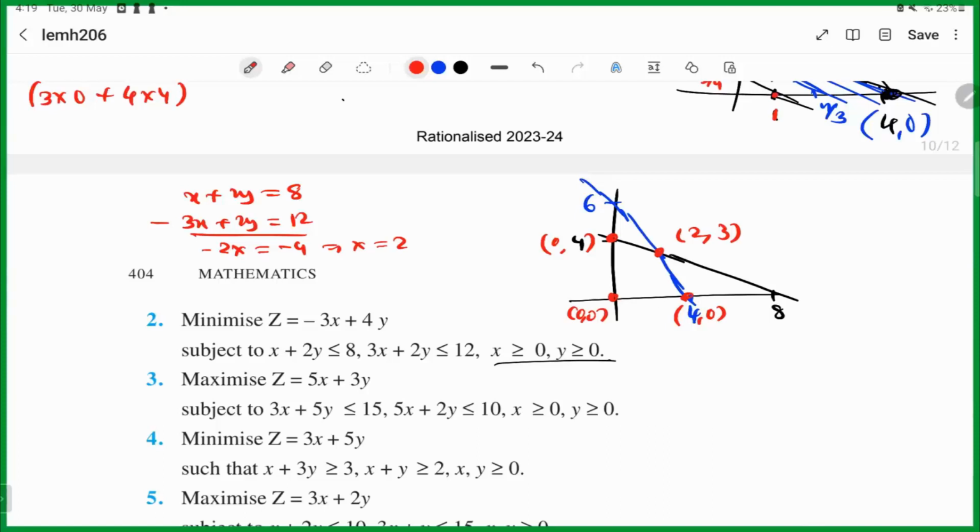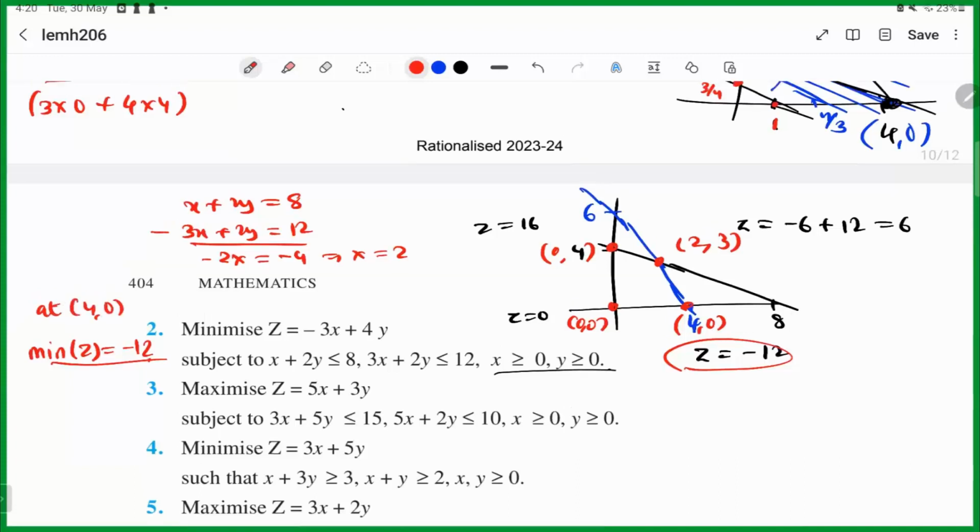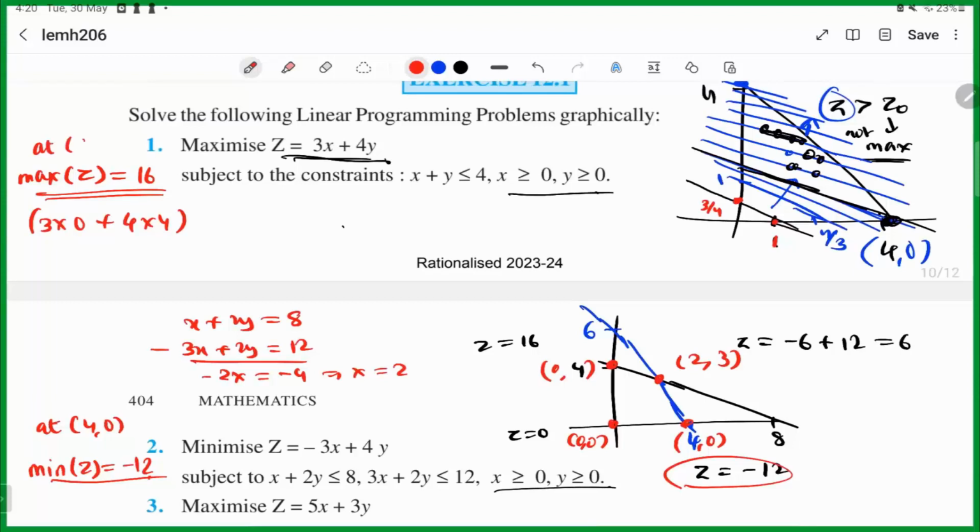So clearly the optimal point must lie at one of these 4 points. So we just calculate z at all of the points. Here z will simply be minus 3x plus 4y. Minus 6 plus 4 into 3, 4 into 3 is 12. Here z will be minus 12. Z will be 0. Z will be 16. Clearly this is the minimum. So the minimum of z is minus 12. And you should also write the point, that's important. You always write it: at 4, 0. Here also at 0, 4.